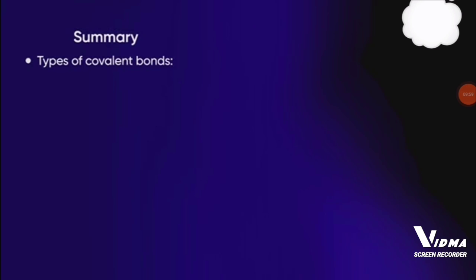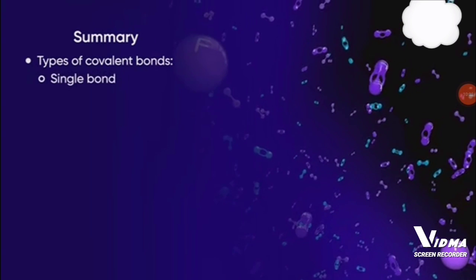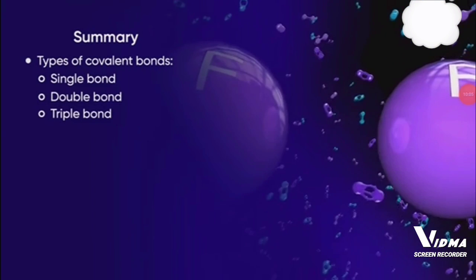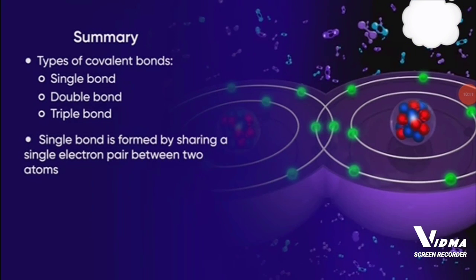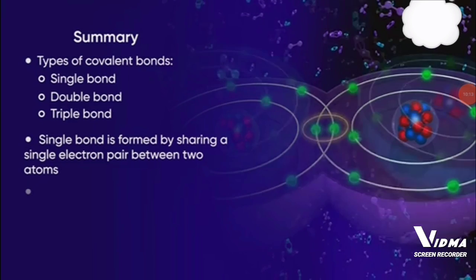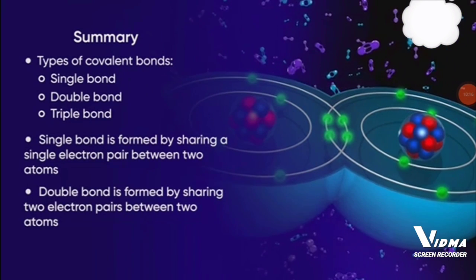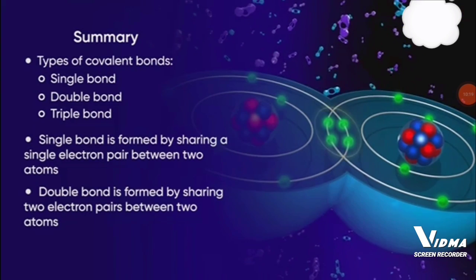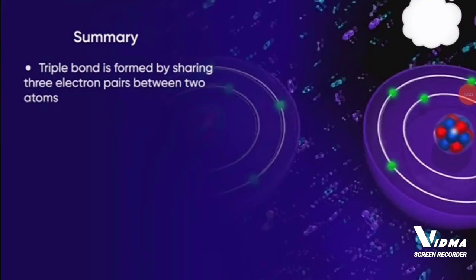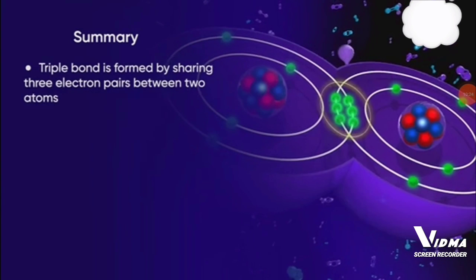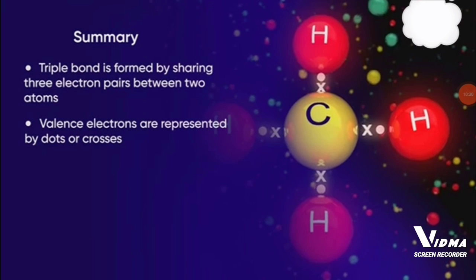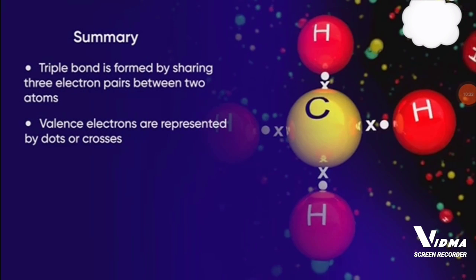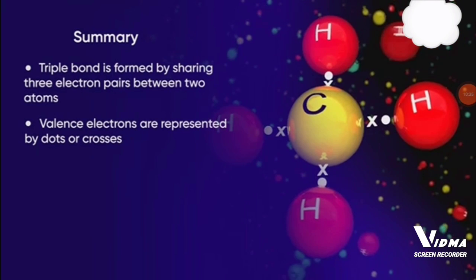To summarize, we have studied types of covalent bonds: single bond, double bond, and triple bond. A single covalent bond is formed by sharing a single electron pair between two atoms. A double bond is formed by sharing 2 electron pairs between two atoms, while a triple bond is formed by sharing 3 electron pairs between two atoms. According to the Lewis notation, the valence electrons of covalently bonded atoms are represented by dots or crosses.